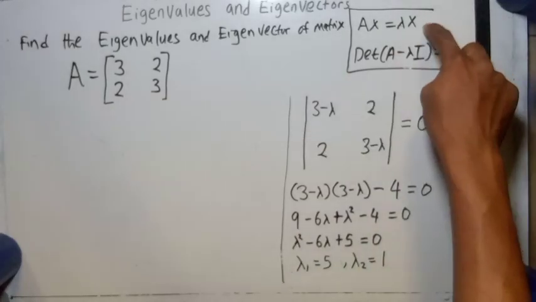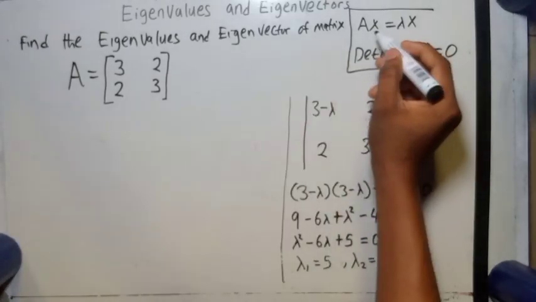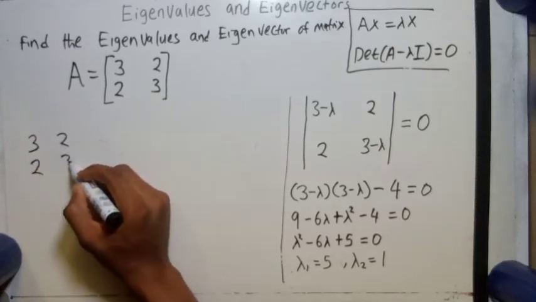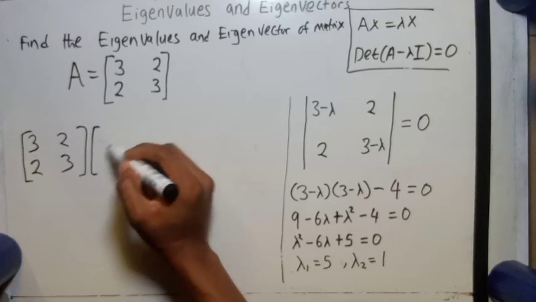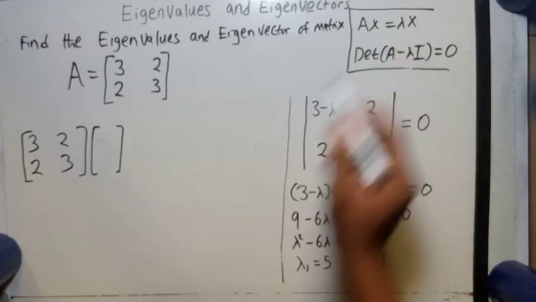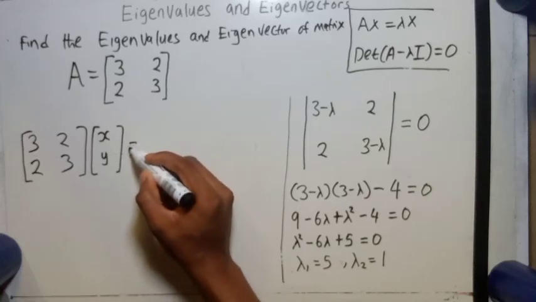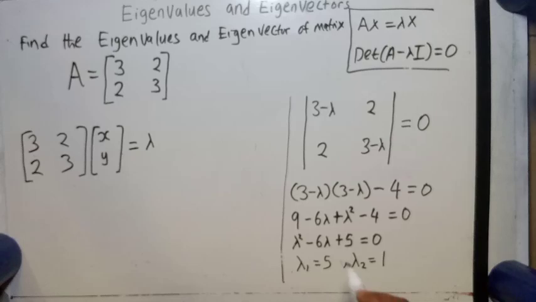So going back to this formula, for this first one, we're going to have this. Remember what your A is. This is your A, so you have [3, 2; 2, 3] in matrix, multiplied by our x, which represents the variables, so I can call it x and y. This is equal to the lambda. Now we have 2 lambdas, so each of them is going to give us its own corresponding eigenvector.